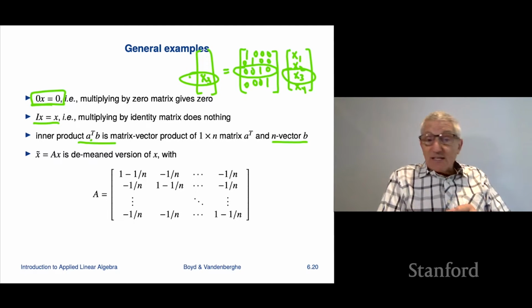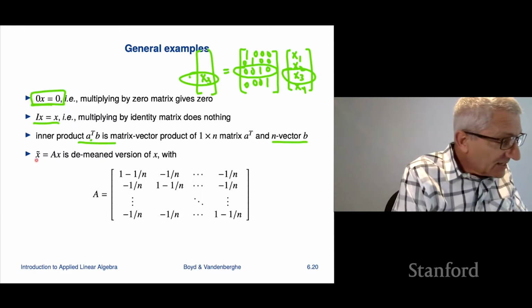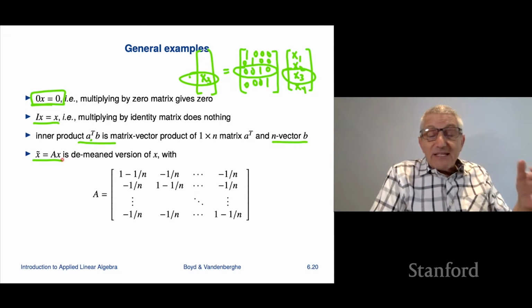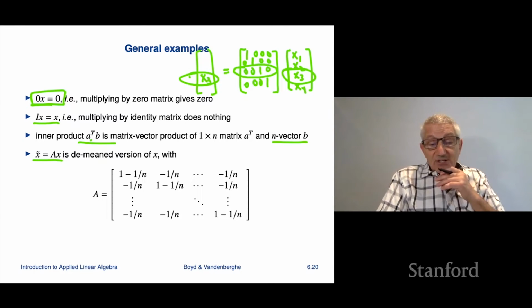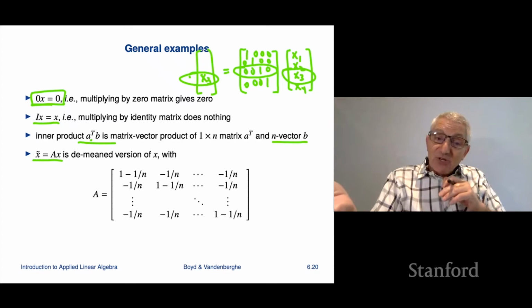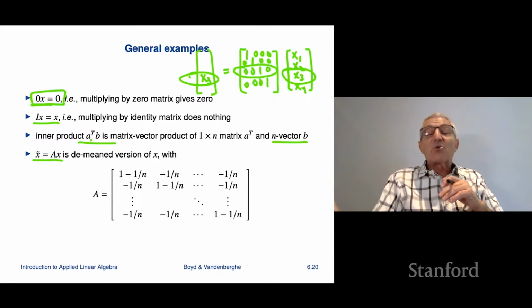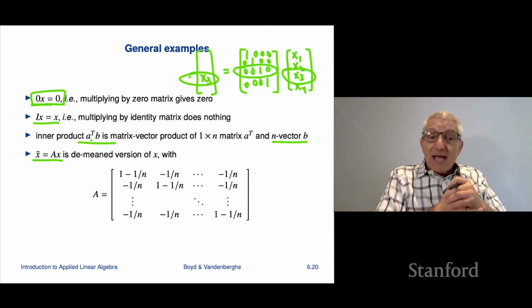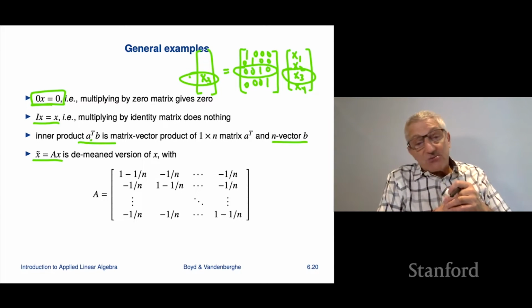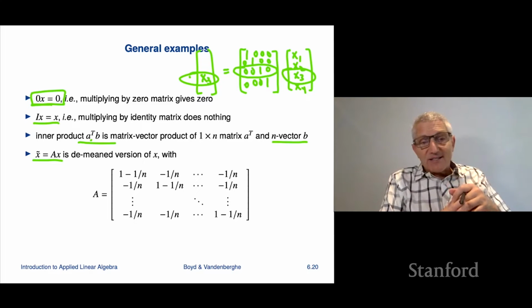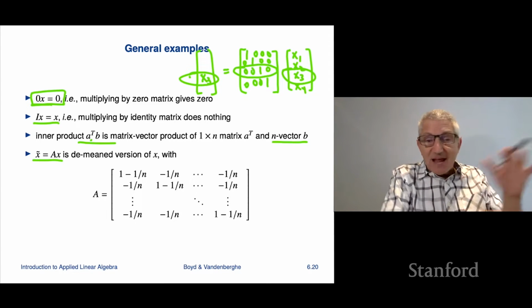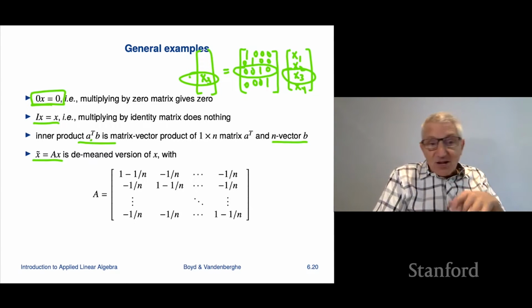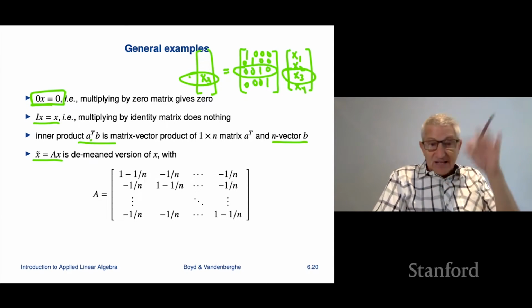Okay. Let's look at some other ones. Here's an example. You recall what it means to demean a vector. To demean a vector says take x, take the average of all of its entries, and subtract that number from every single entry. What that means, of course, is the new vector is kind of the same as the old one, except now the mean of all the entries is 0.